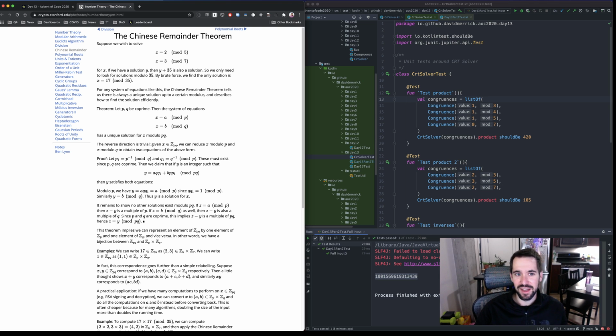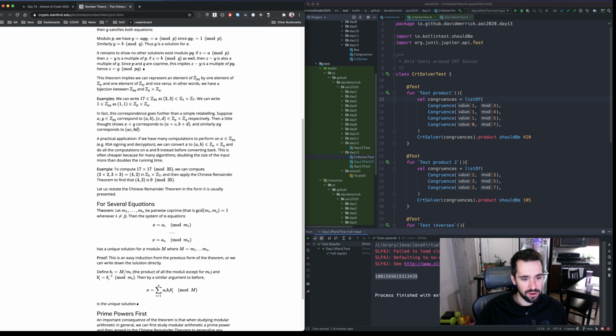But that aside, this is apparently a well-known cryptographic theorem, and I don't totally understand the reasoning behind why it works, but essentially you can have these equivalences, or congruences, I guess, is what they call them. So if you have a number x such that x divided by 2 has a remainder of 5, x divided by 3 has a remainder of 7, then you can use this theorem to solve that.